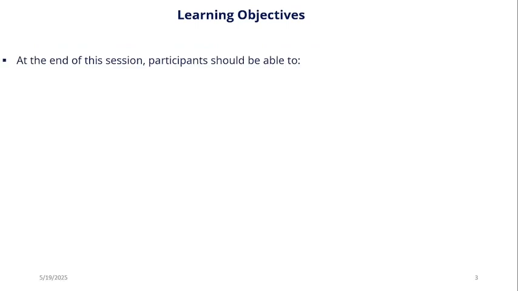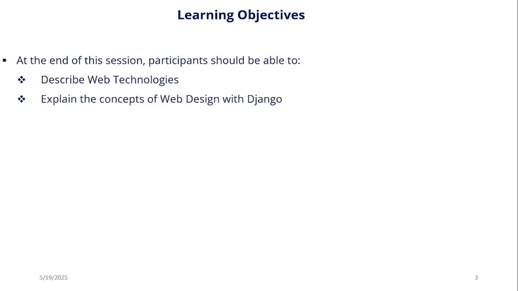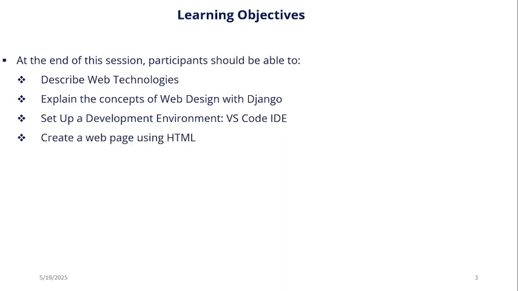The learning objectives. At the end of this session, you should be able to describe web technologies, explain the concepts of web design with Django, and set up a development environment. The one we are going to use is Visual Studio Code. You should also be able to create a web page using HTML, and create a basic Django project in Visual Studio Code.